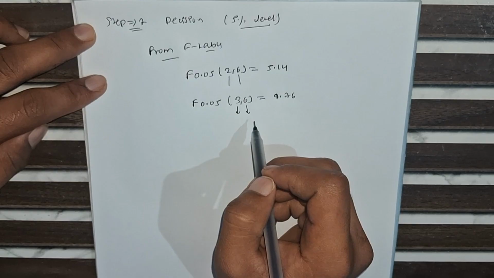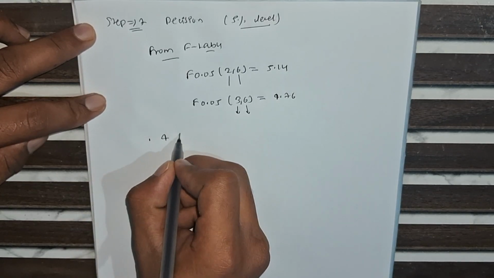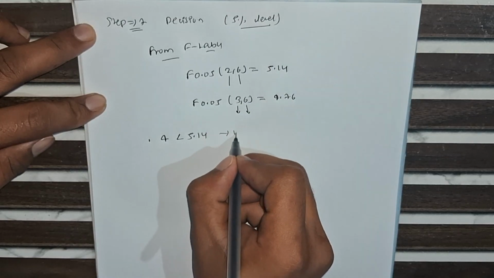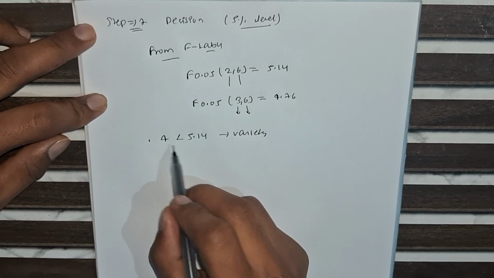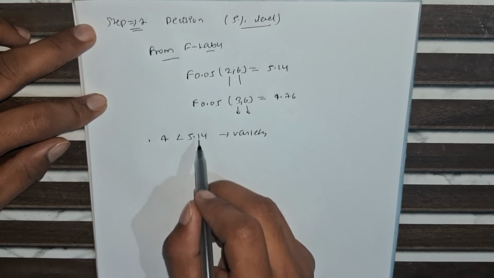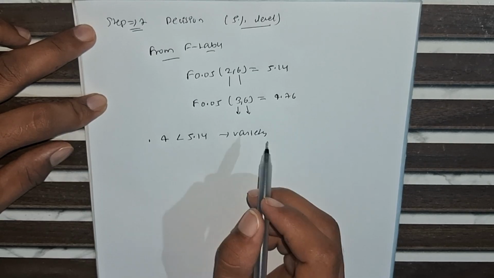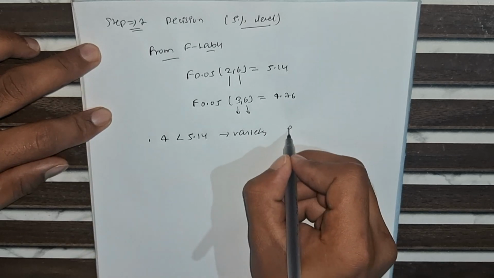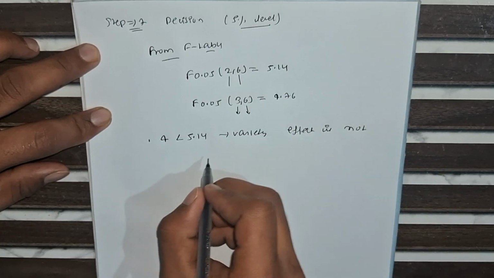So now let's compare it. For variety, 4 is less than 5.14. We can clearly see that our calculated 4 is less than 5.14 given in the table. So the variety's effect is not significant because this is less than. So we can say that the variety effect is not significant.